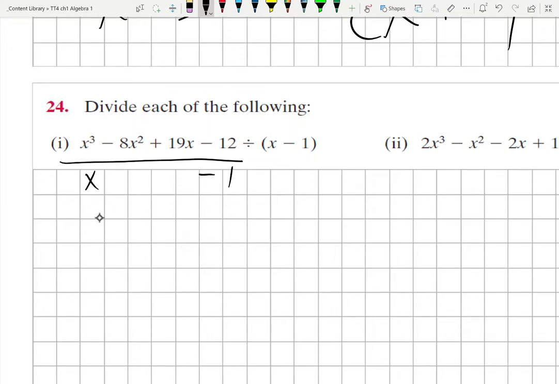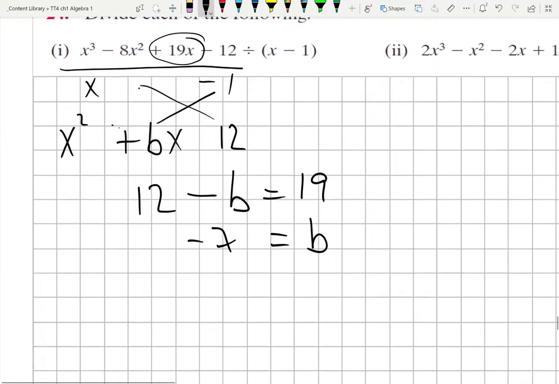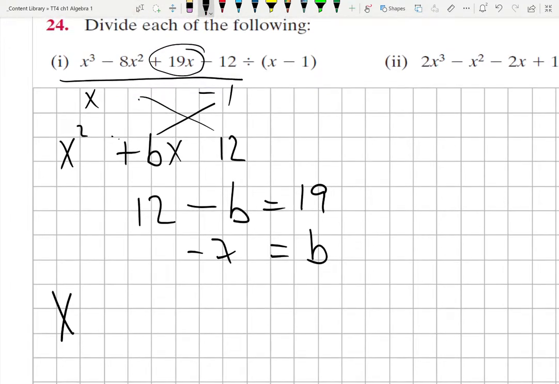You divide the ends, giving you x squared, divide the ends, giving you 12, but there's a middle value you don't know. But when you multiply the denominator by the quotient, this by this, you get plus 19x for the x term. So that's just minus b and 12. So 12 take b is 19. So b is minus 7. Okay, so the answer is x squared minus 7x plus 12.